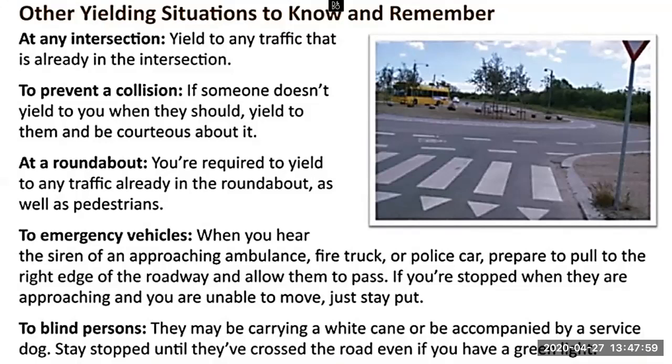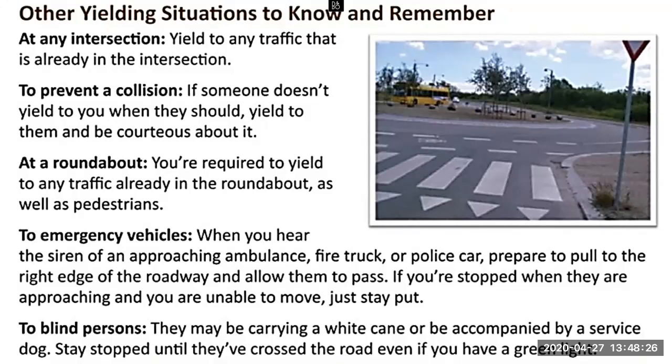Okay, at a roundabout, you're required to yield on entry to any traffic or pedestrians. They'll always have a little yield sign there. It's an upside down triangle. Any emergency vehicle with its lights on, you're going to yield to. They don't have to have their siren on for you to yield to them. Sometimes they'll only drive with lights, and they'll only use their siren when necessary. So making sure you yield to them.